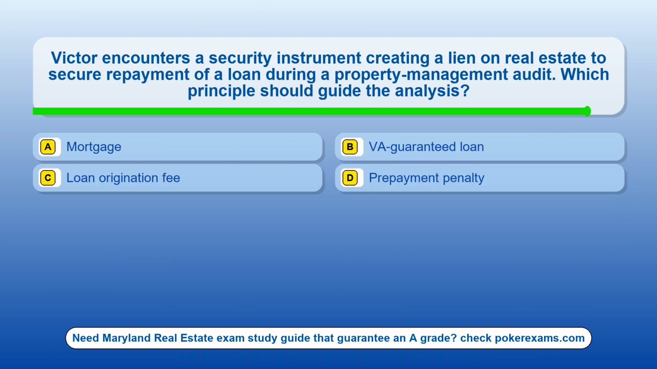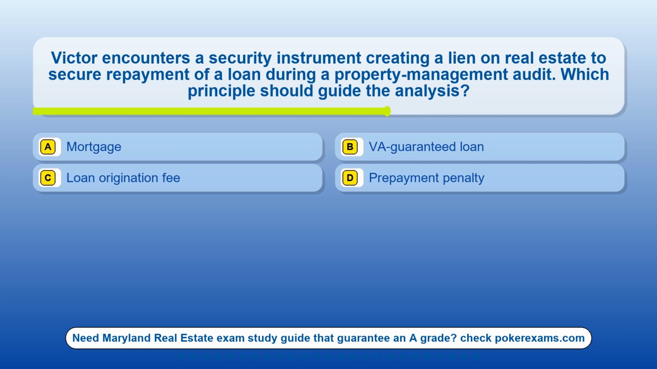Question 10. Victor encounters a security instrument creating a lien on real estate to secure repayment of a loan during a property-management audit. Which principle should guide the analysis? Option A, mortgage. Option B, VA-guaranteed loan. Option C, loan origination fee. Option D, prepayment penalty.